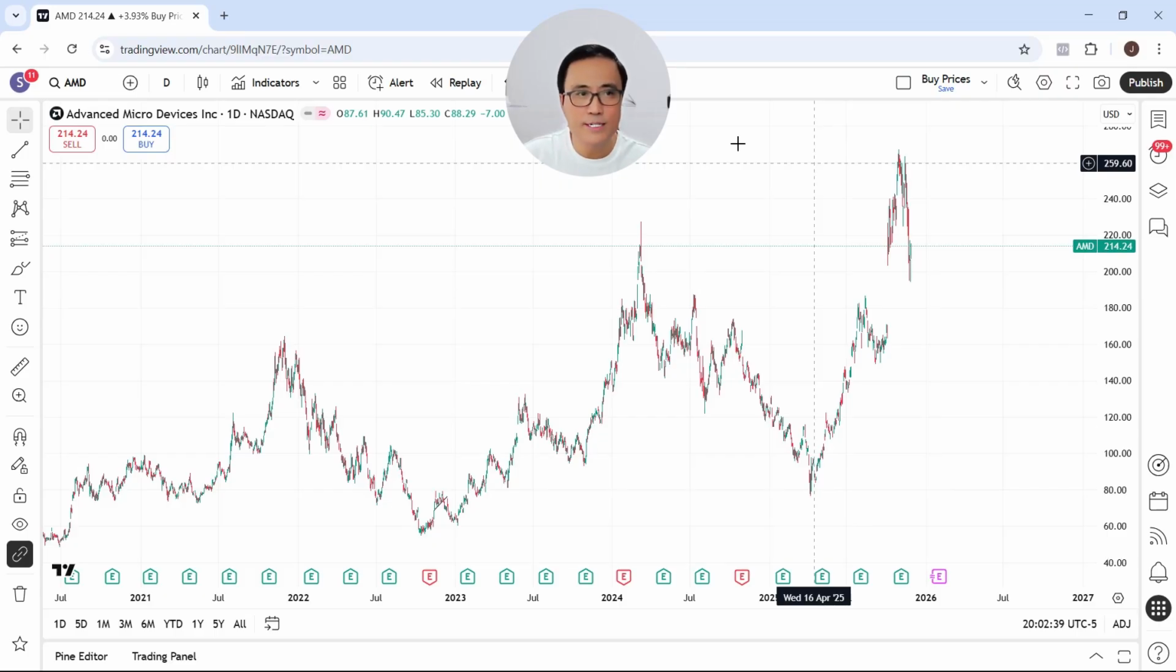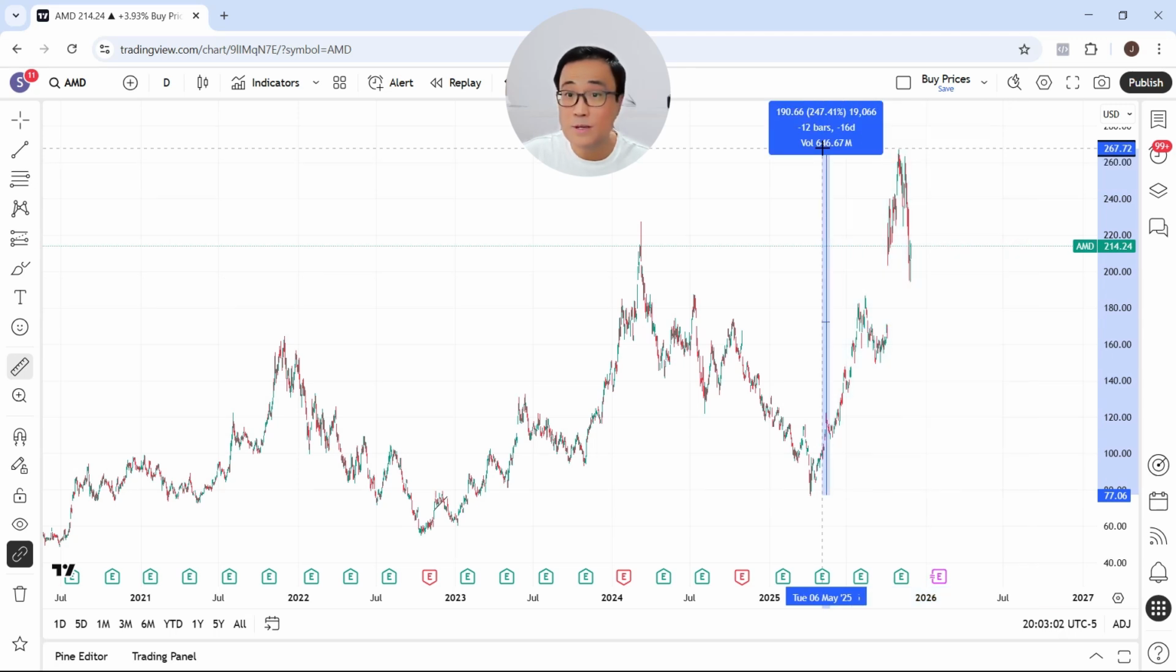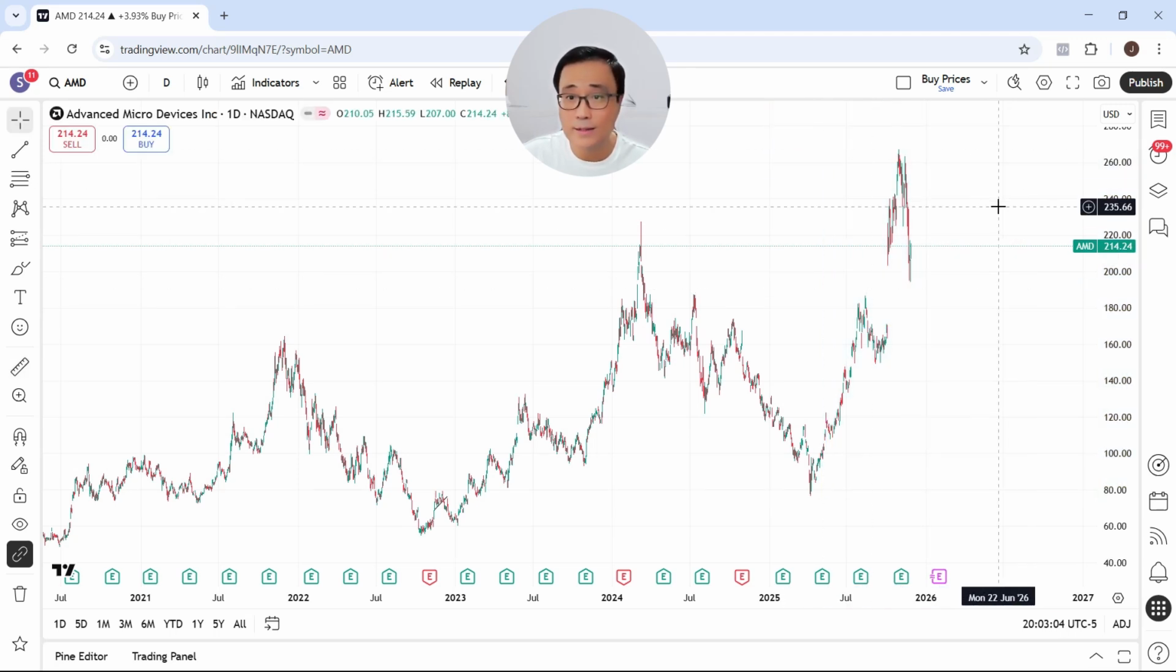Let's jump right in. The stock that I'm going to show you today is AMD. It's a very popular stock that people are trading and people are investing in the long term. It's a pick and shovel play for the AI boom that we are going through. And you can see that since April, it's gone up 250%. Wow, that is amazing.